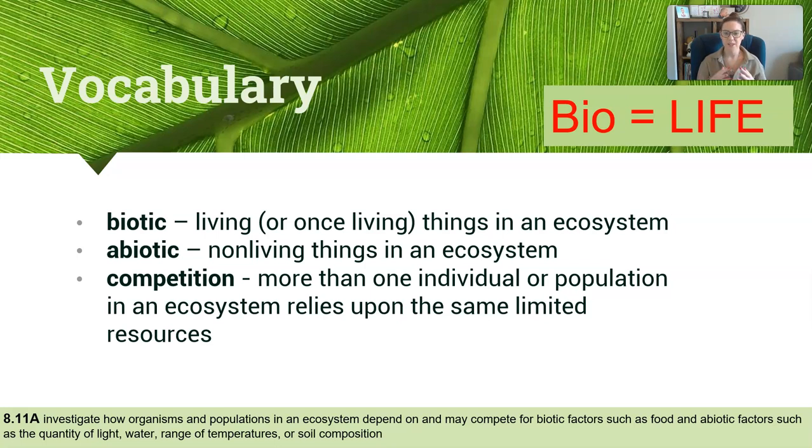Okay, now let's talk about competition. Competition is when more than one individual or even a whole population that's living in an ecosystem is relying on the same resource. So for example, biotic factors in an ecosystem might rely on an abiotic factor. So the foxes might be reliant on the water that's in the nearby pond for survival. We're going to talk about this a little bit in further detail in just a minute.